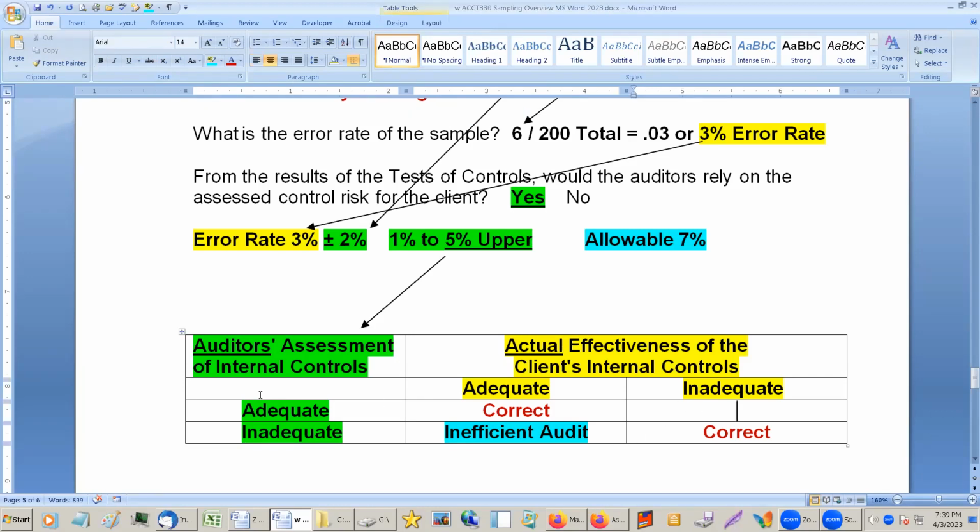Now, you could also do it the other way, though. You think the controls are adequate, but really they're inadequate. This will lead to an ineffective audit.